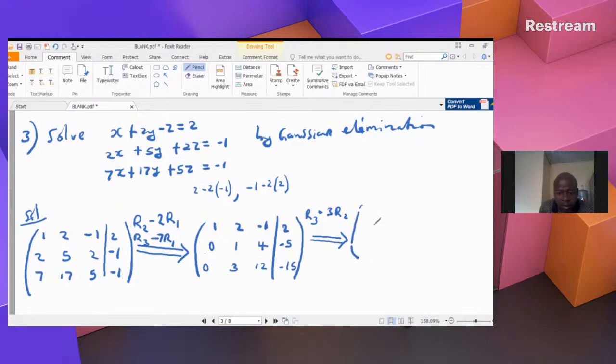We will not touch this row 1, so we just write it the way it is. We will not touch row 2 either.